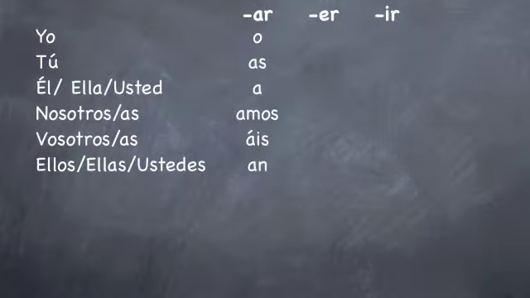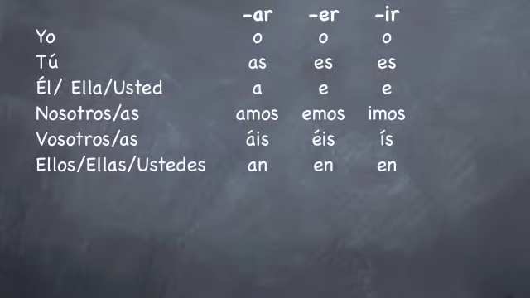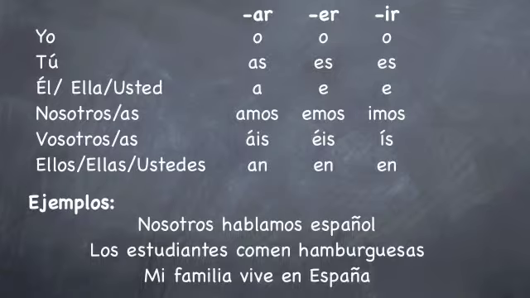And here's the conjugation for ar again: o, as, a, amos, áis, an. For er: o, es, e, emos, éis, en. And for ir: o, es, e, imos, ís, en. This may help some of you seeing visually side by side. And finally, some examples so you see these verbs in action and how they're used.